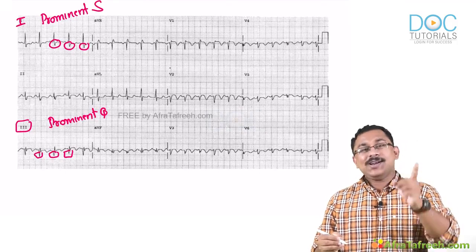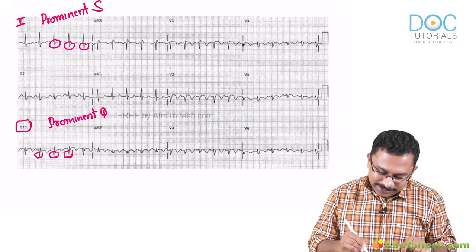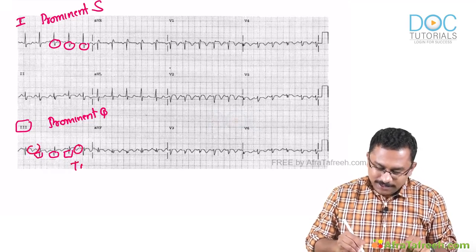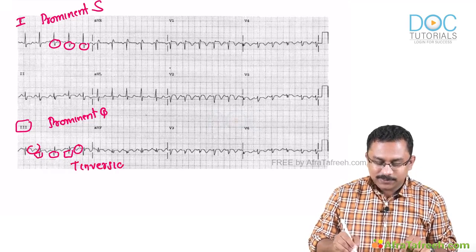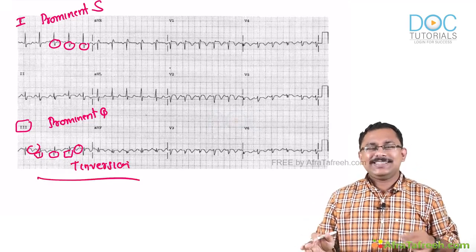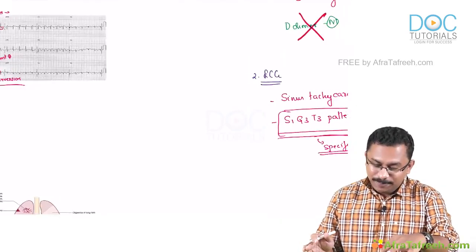And S1Q3T3 means you are having a T inversion as well. You can see there is a T inversion here, T inversion in your lead 3 as well. And often there will be associated tachycardia also in this ECG. So this particular pattern is called an S1Q3T3 pattern.